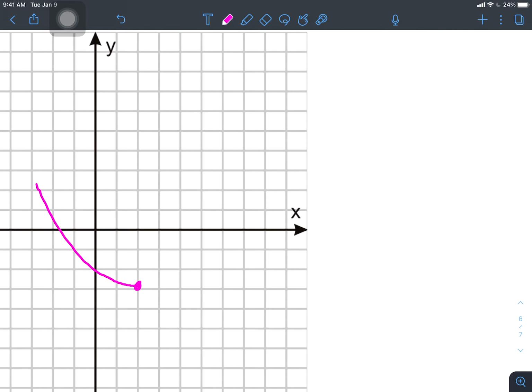And then at x equals 6, that's 3, 4, 5, 6, the concavity should change. So maybe it's concave up, and then it starts to be concave down at this point. And that's not a great drawing. It's concave up, concave up, concave up, and then it's concave down.